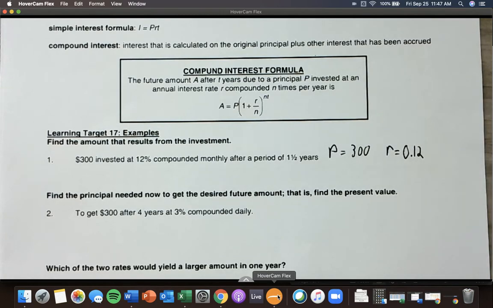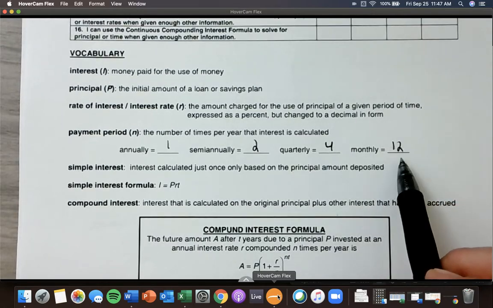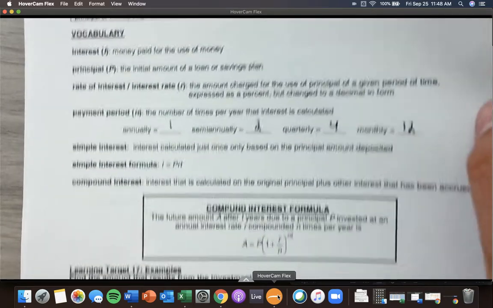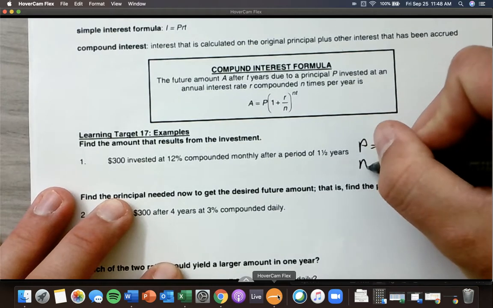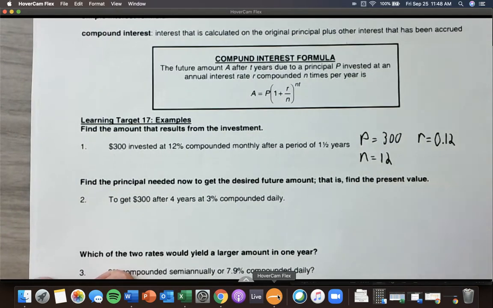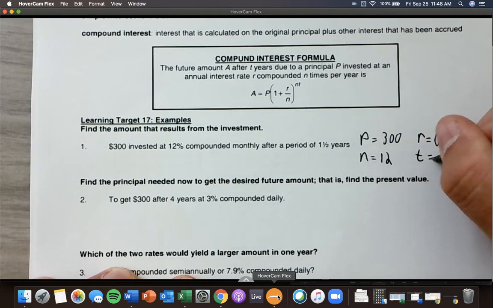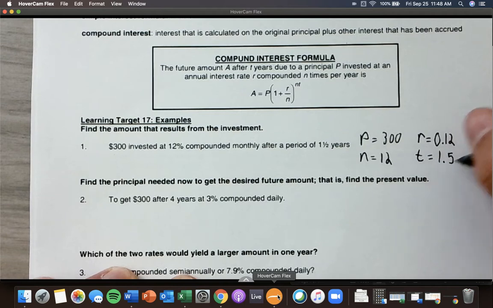It's compounded monthly. And if we remember from our definition here, monthly means it's going to be compounded 12 times. So that's our N, which we can write as 12. And then it's after a period of 1.5 years, so the time is 1.5.